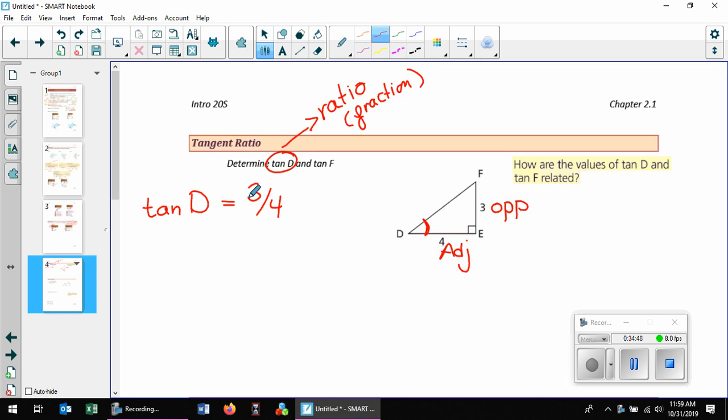Okay, so I'm going to erase this. I'm going to do tan of F. So where is angle F in the triangle? The top one. So I'm going to indicate it here, just because that helps me remember. I find if I don't draw it in, I lose it. So what side is 3 now? It's switched. Did you guys notice that? What's the 4? So the ratio of tan F is 4 divided by 3.